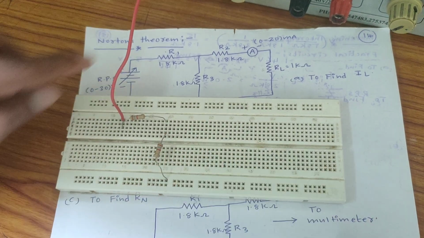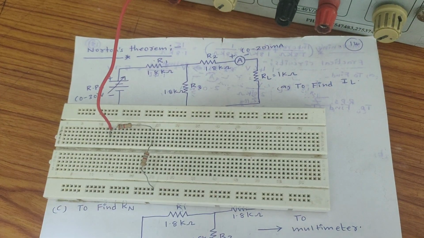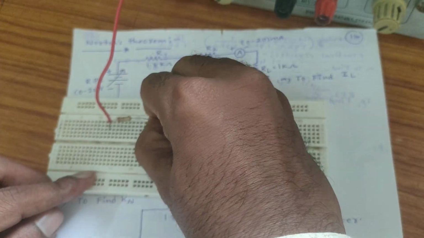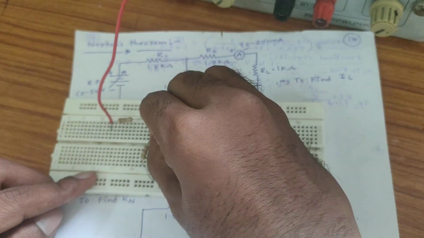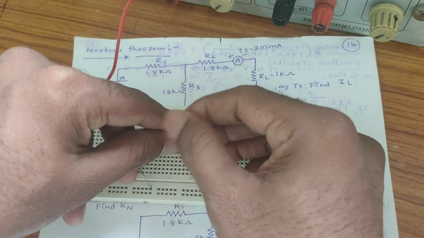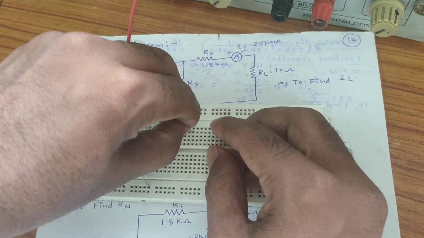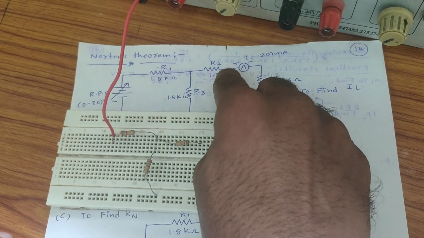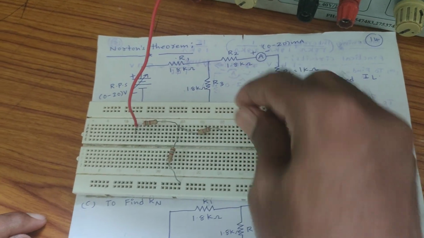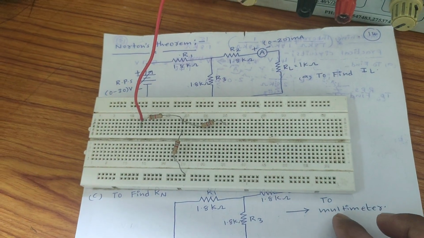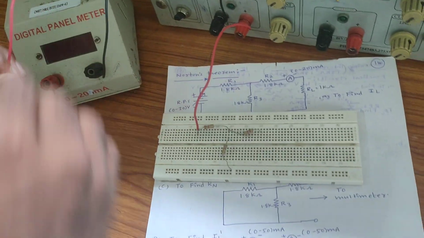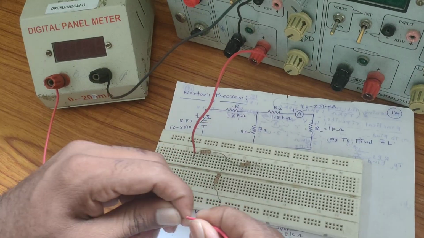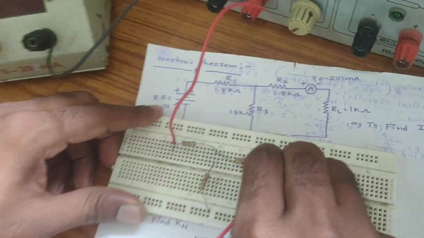Next, at this point only another 1.8 kilo ohm resistor starting point is connected. Next, this 1.8 kilo ohm resistor ending point is connected at another point. At this point ammeter positive is connected. Now see here, this is ammeter positive, connected at the 1.8 kilo ohm resistor ending point.